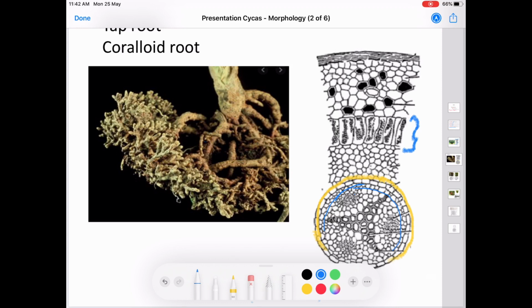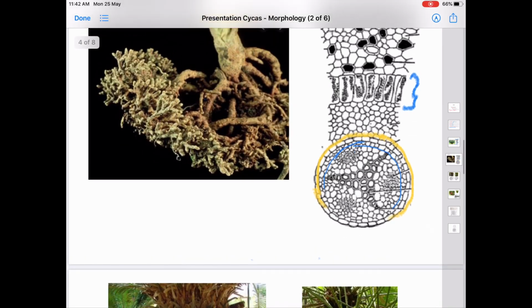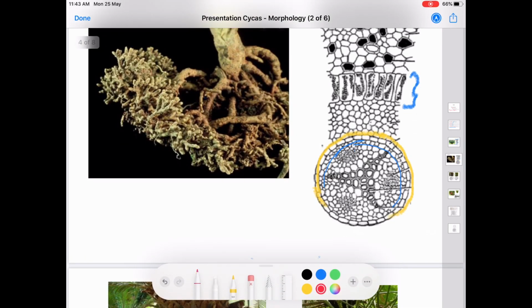The vascular bundles are radial, just like in the case of normal root. That is, the xylem patches will be alternating with the phloem patches. These are the phloem patches and these are the xylem patches. So the root will be radial. Xylem is triarch. Triarch condition of xylem, 3 groups of xylem. And all the 3 groups of the xylem will be alternating with the phloem. This is all about the anatomy of coralloid root.